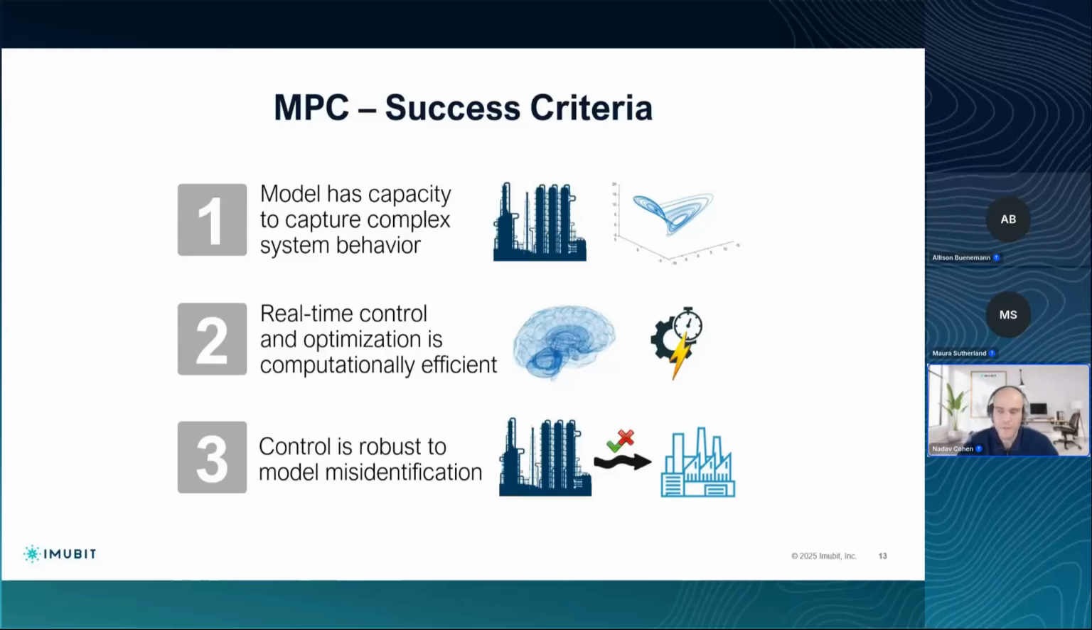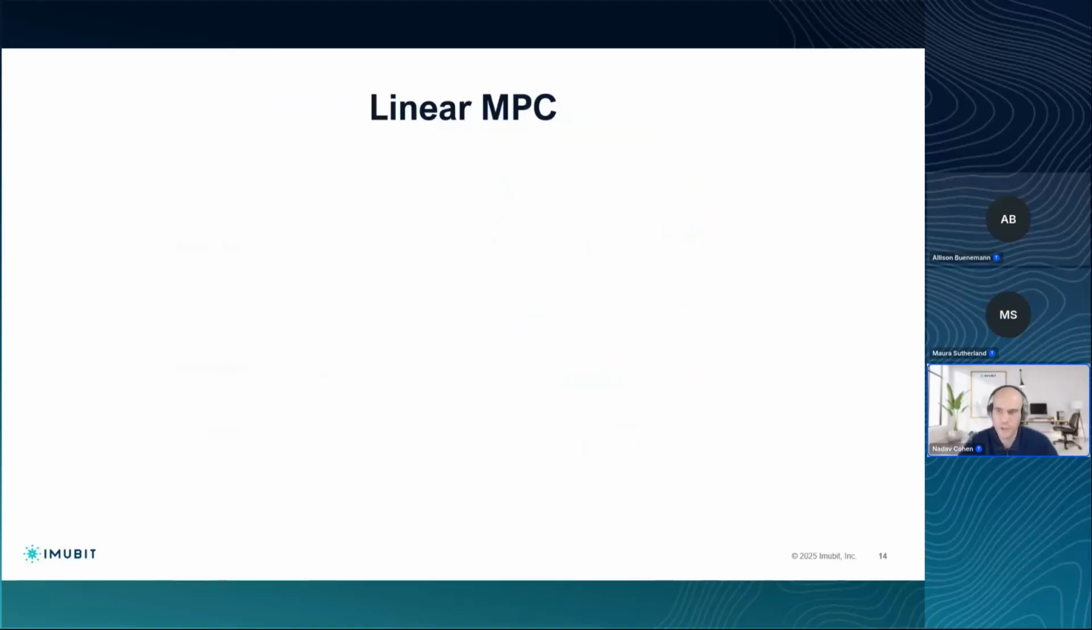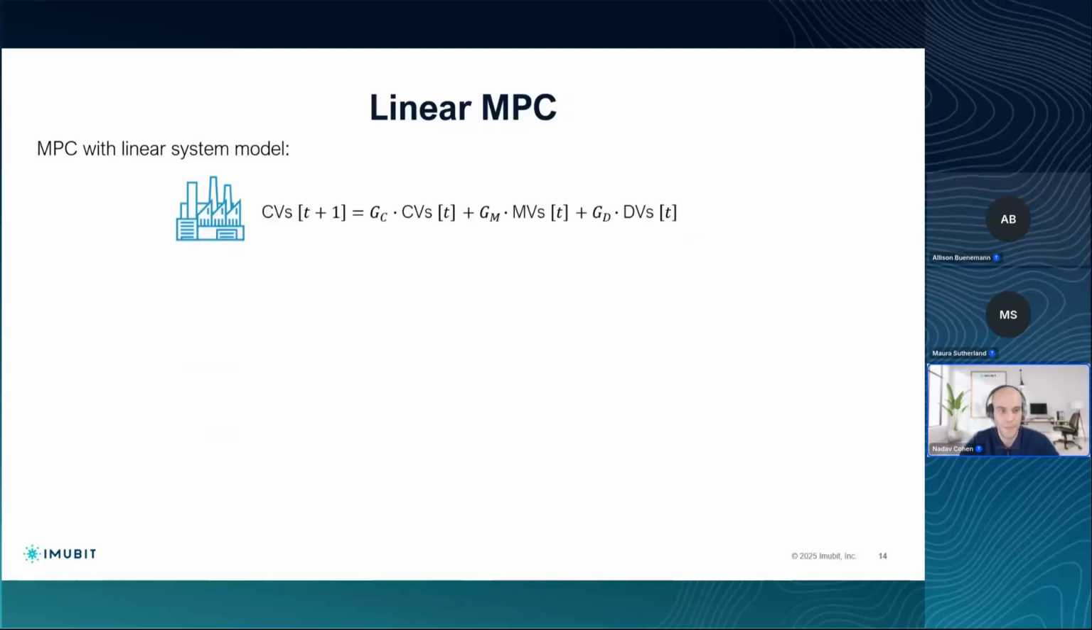Okay, so now let's move on to discuss different types of MPC, of Model Predictive Control. And we'll start with the simplest and move our way up from there. And the simplest is linear MPC, linear Model Predictive Control. In linear MPC, the system model is linear. So the CVs at the next time step are a linear function of the CVs in the current time step, the MVs in the current time step, and the DVs in the current time step.